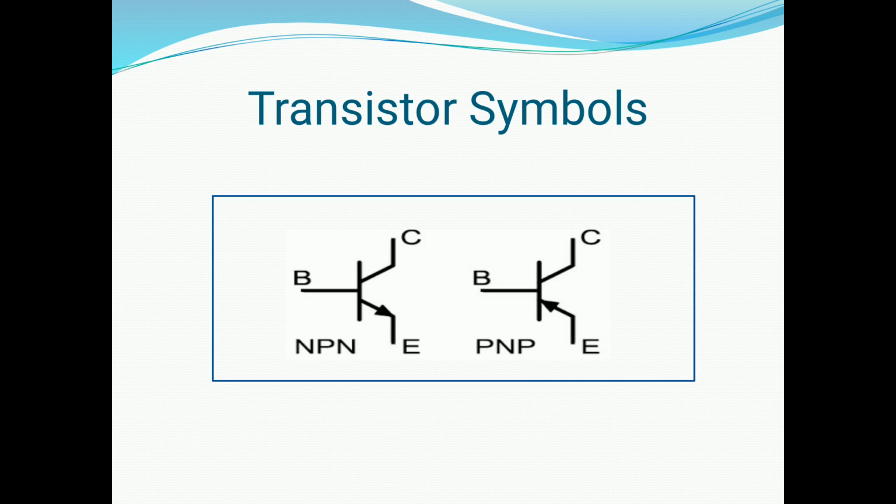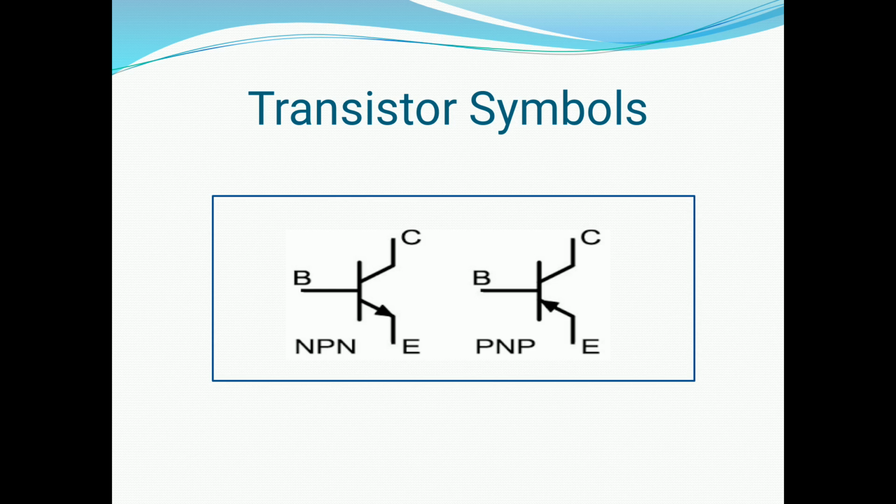Next, we talk about transistor symbols. Symbol of NPN and PNP transistor is shown in figure. The symbols are almost similar, but the only difference is for an NPN transistor, the arrowhead is pointed towards the emitter. For a PNP transistor, the arrowhead is in the reverse direction. The arrowhead represents the flow of conventional current, which is always opposite to the flow of electrons.